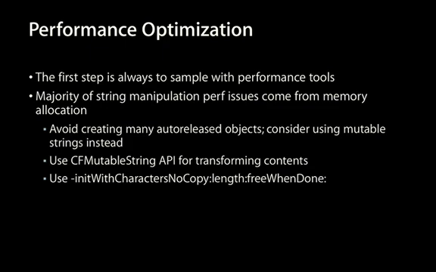So by using the mutable string API, you can try to avoid these temporary objects being created. Or if you want to transform many strings, you can take a look at the CFMutableString API if you want to do in-place transformation. Or you can pre-allocate a unichar buffer by yourself and initialize the NSString at the end using the no-copy version of the initializer.